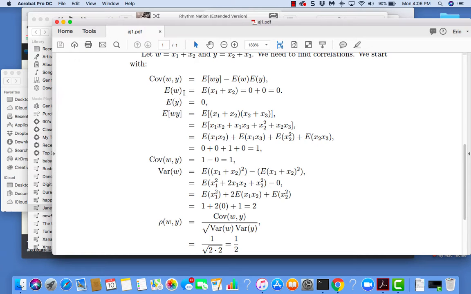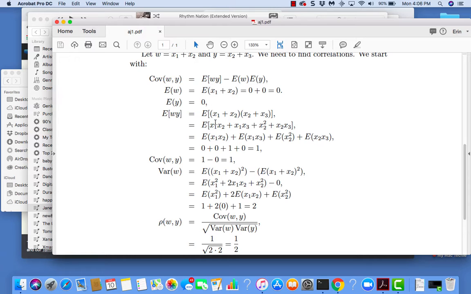If I look at the expected value for the individuals, I'm going to have expected value of x1 plus x2, but that's just 0 plus 0 equals 0, because the expected value for any one of these is equal to 0. Therefore, we can use that. The expected value for y is also 0. Then we start putting things together.